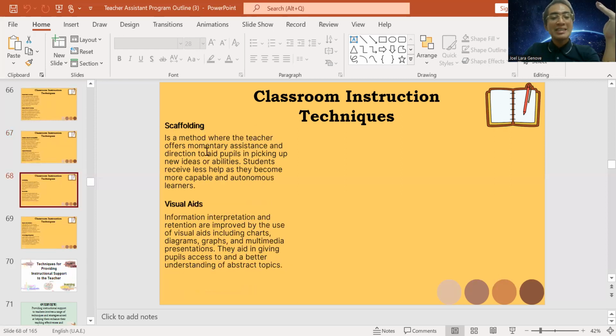A few more, scaffolding. It is a method where the teacher offers momentary assistance and direction to aid pupils in picking up new ideas or abilities. Students receive less help as they become more capable and autonomous in learning.